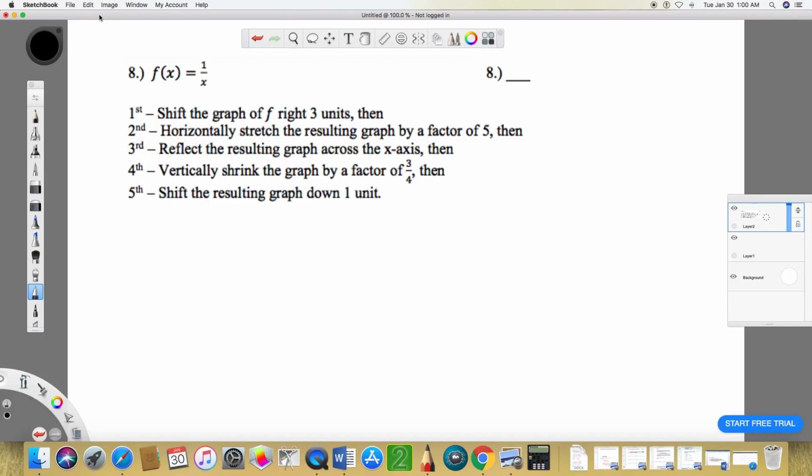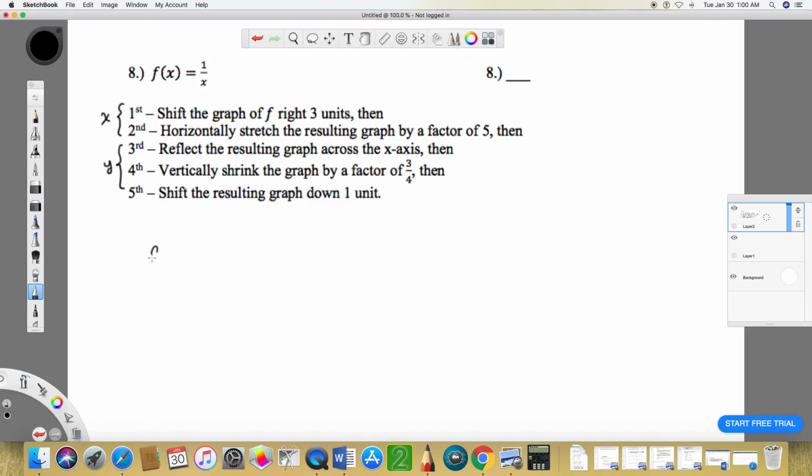Let's take a look here at problem number 8. We've got 5 transformations to apply on this function. The first transformation is on x because it's a shift to the right, a horizontal stretch. That's a transformation on x. Reflect the resulting graph across the x-axis. That's when our transformations on y start. So the first 2 transformations are affecting the x-coordinate, and the reflection here, the vertical shrink, and to push the graph down, those are all affecting the y-coordinate.